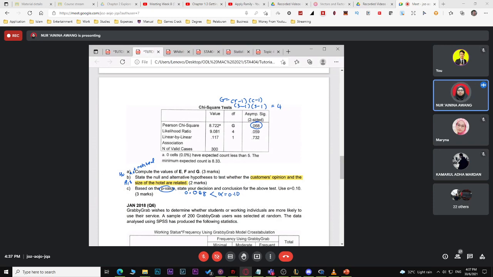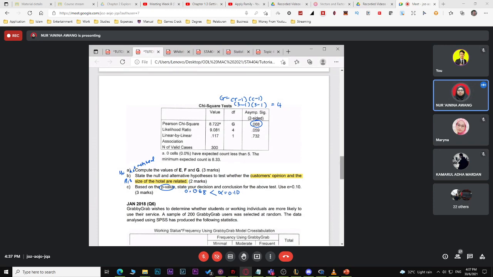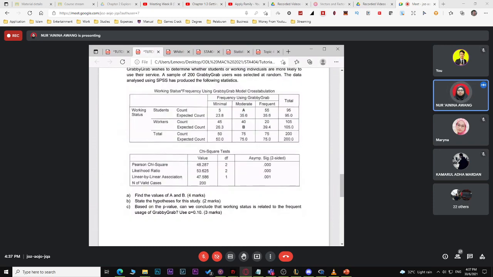Okay. So for January 2018, for A, find the value of A and B. So same as before, for A you just minus 95 minus 55 minus 5. So you will get the value of your A is 35. While for B, you need to use your formula 105 times 75 divided by 200. So you will get the value is 39.4. So make sure you take one decimal place only.